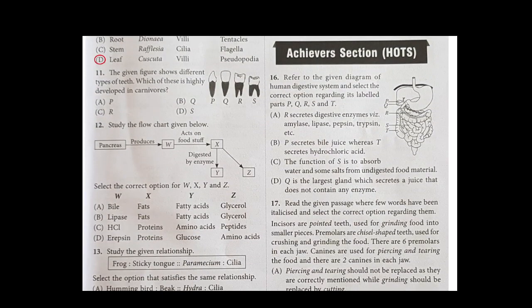The 11th question says that we have to go through this diagram and see which of these is highly developed in carnivores. So if we see these figures, we find that A, that is this P, is highly developed in carnivores because these are the canines and they tear off the flesh very easily.